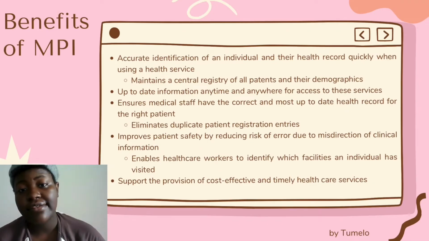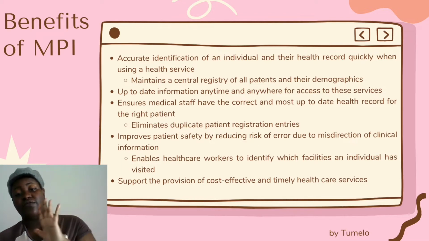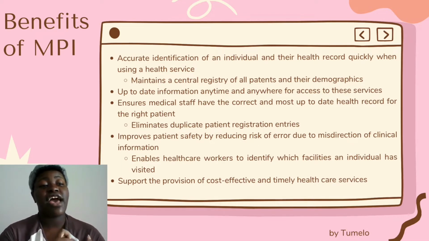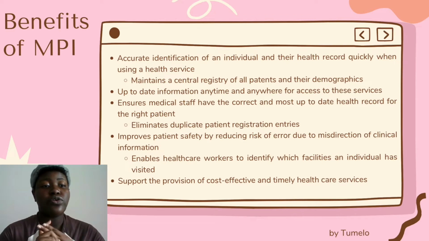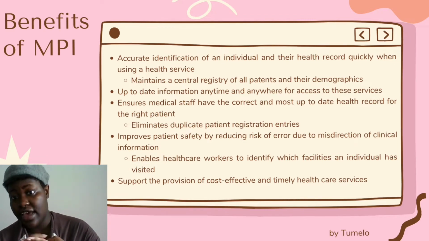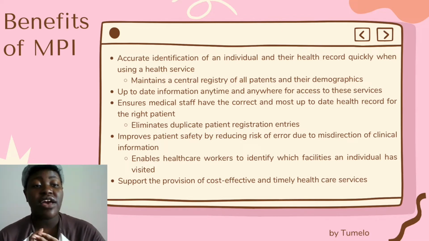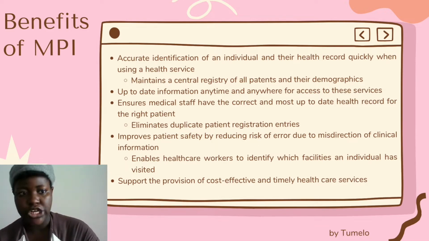The Master Patient Index has various benefits. For this video, we have listed down 5 benefits of the MPI. So firstly is the accurate identification of an individual and their health records quickly when using a health service. 2, up-to-date information anytime and anywhere for access of these healthcare services. 3, to ensure medical staff have the correct and most up-to-date health record of the right patient.